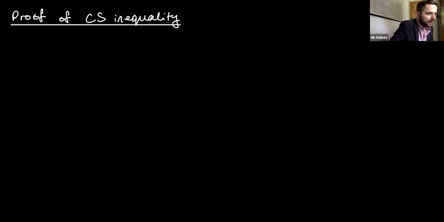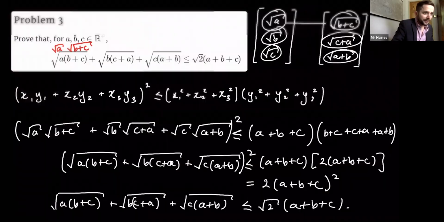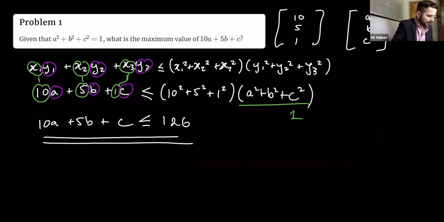I think the question we checked is problem 2. It was the maximum value of 10a plus 5b. Doesn't the second inequality should be 1 squared? So I think, yes, that's 1 squared, but we're lucky because 1 times 1 is 1. So 1 squared is 1. So yeah, that's okay. And Cindy, I think the question we checked was problem 2. Problem 1 was the minimum value of 10a plus 5b plus c. So that one there.